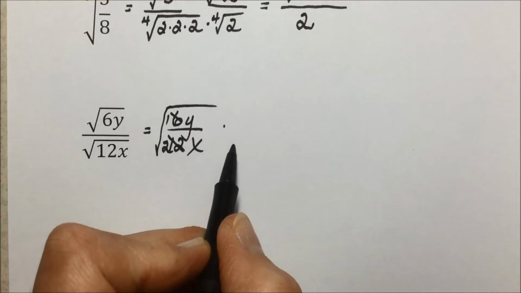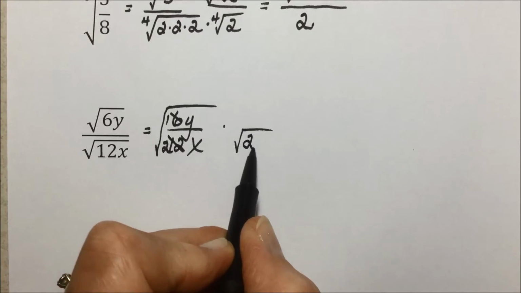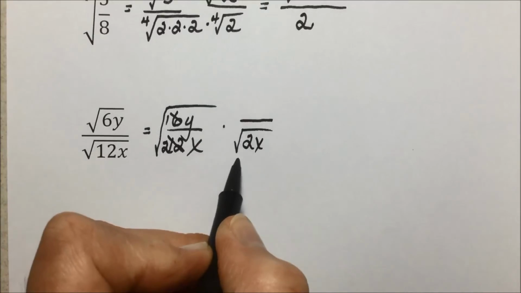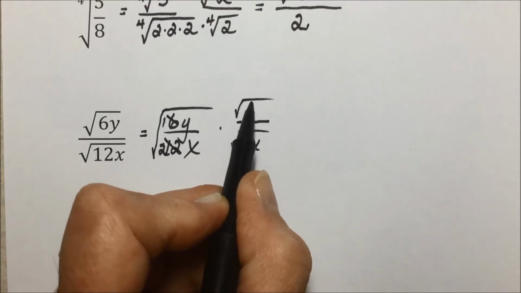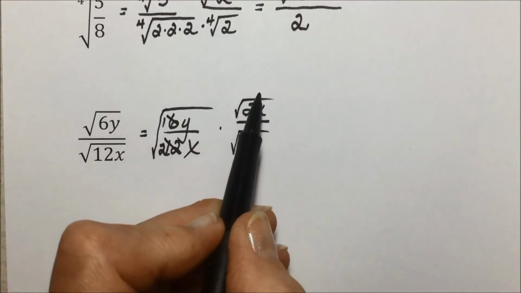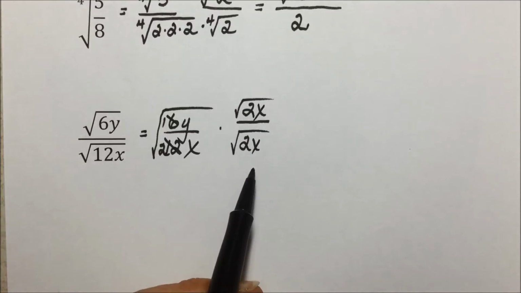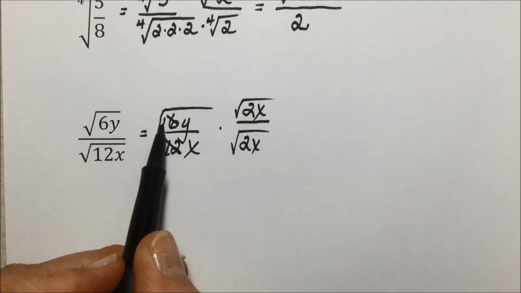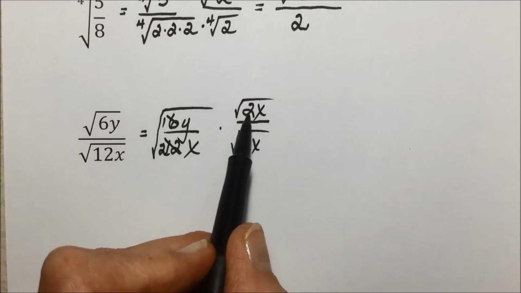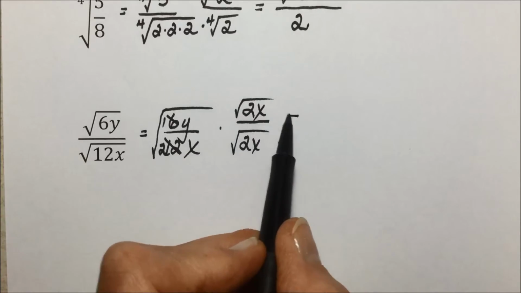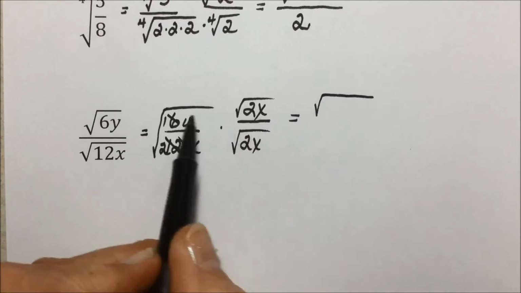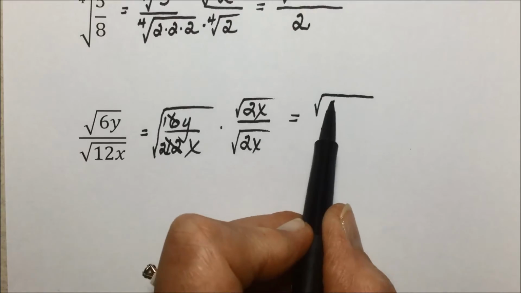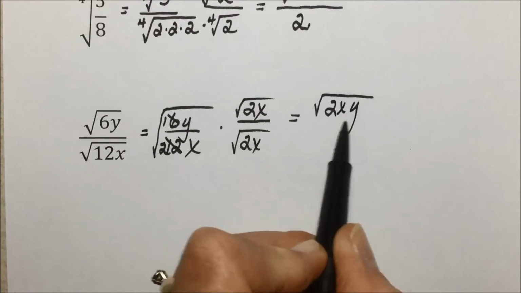So I'm going to multiply the denominator by another square root of 2x. If I'm multiplying the denominator by the square root of 2x, I'll need to multiply the numerator by the square root of 2x. This is our special 1 that we're multiplying by. In the numerator, we have the square root of 1 times y times the square root of 2x. We can multiply those together underneath one radical. Y times 2x is 2xy.